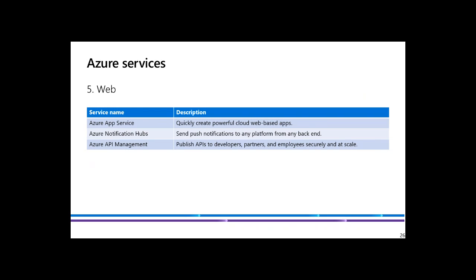And the last one is web. Having a great web experience is critical in today's business world. Azure provides first-class support to build and host web apps and web services. The following are some Azure services that I have included in this slide: Azure App Services, Azure Notification Hubs, and Azure API Management, where you can publish APIs to developers, partners, and also employees at security and at scale.